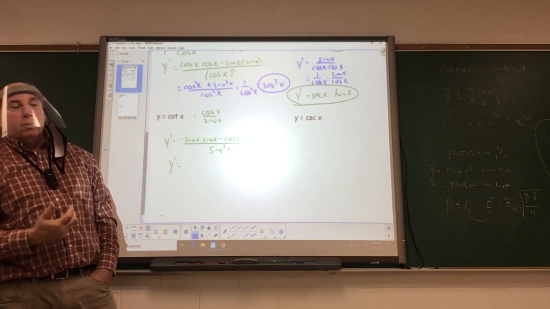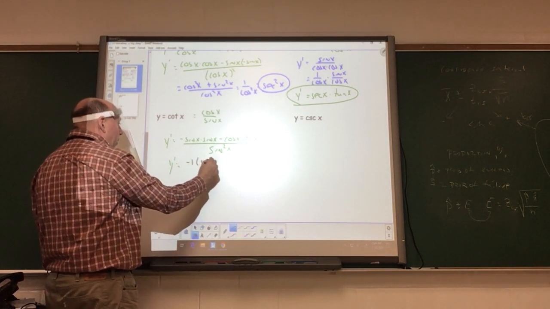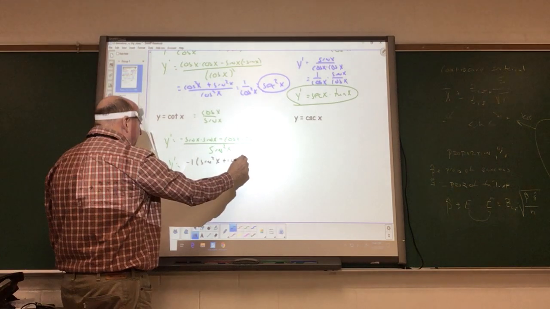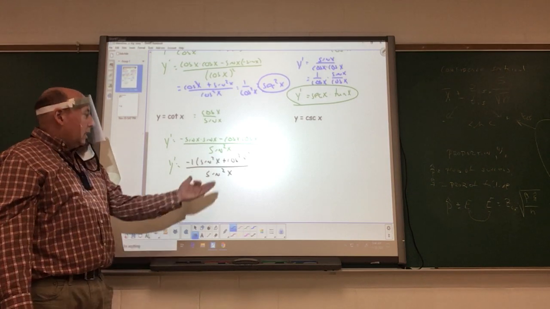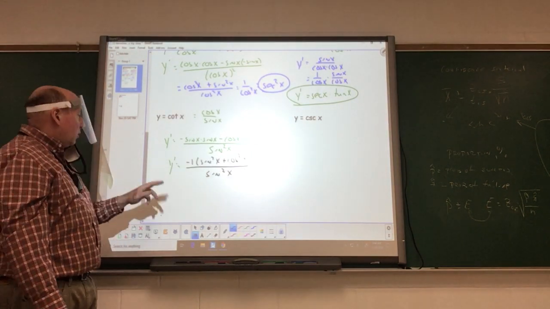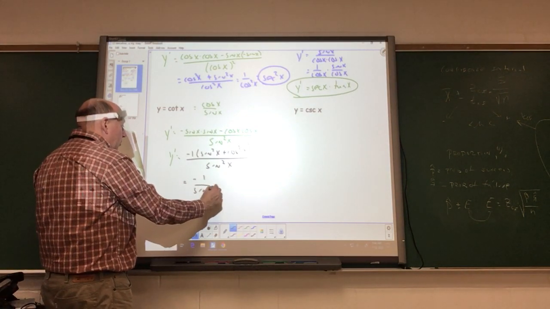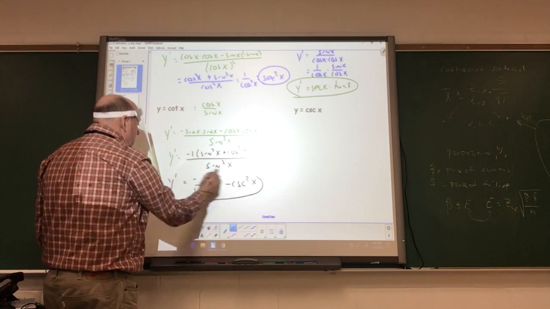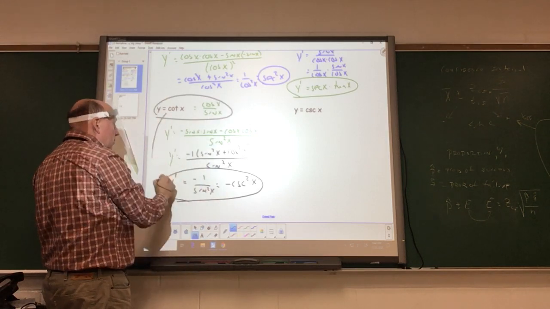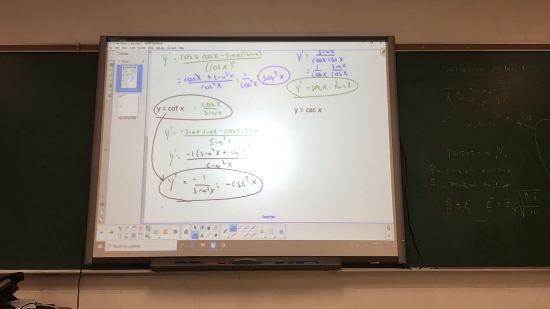Factoring a -1 out of both the terms on top, we are left with -1 times sine squared of x plus cosine squared of x, and this is over sine squared of x. Once again, sine squared plus cosine squared gives us back 1. So we're left with -1 over sine squared of x, which is negative cosecant squared of x. So the derivative of a cotangent is negative cosecant squared.